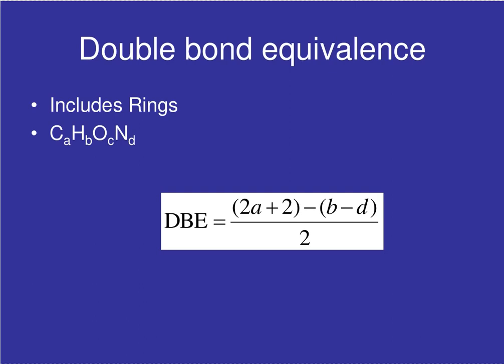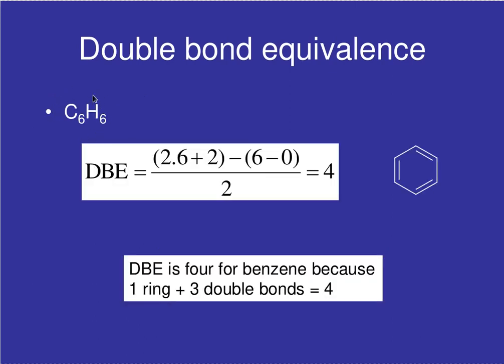So just to give an example, if we have a look at C6H6, in this we have A is 6, and we have B is 6, and we have D is 0, and when you calculate 2 times 6 plus 2 minus 6 over 2, you end up with 4. The reason that the double bond equivalence is 4 for benzene is because you've got a ring that counts 1, and because you've got 1, 2, 3 double bonds. So double bond equivalence tells you the number of rings and or double bonds you have in a molecule.